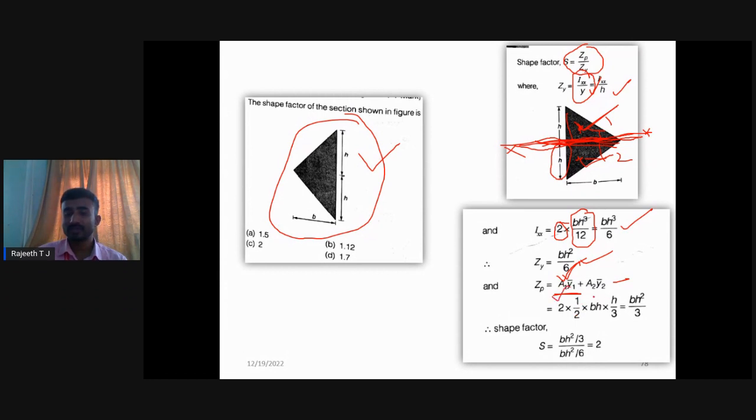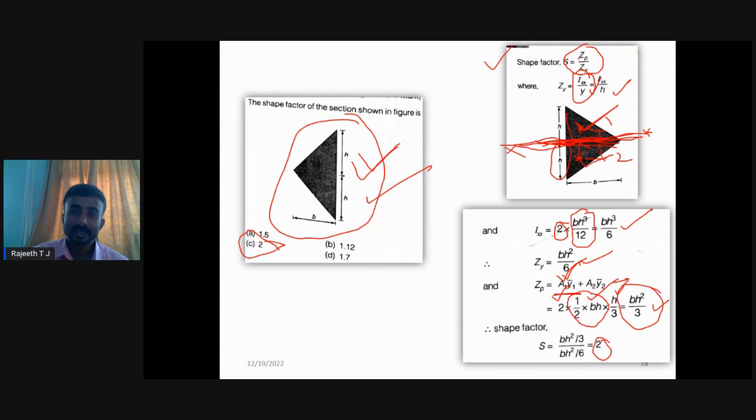So then 2 times, what is the area of the triangle here? Half into base into height. If you take any one of the triangles, since the dimensions are the same, you get the same value, half into base into height. Whereas the perpendicular distance from here to here will be h by 3. Therefore, your answer is bh squared by 3. If you substitute into the shape factor formula, Zp by Zy, you will get the answer as 2. So for this figure, the shape factor is 2. So I will brief now how to calculate shape factor.